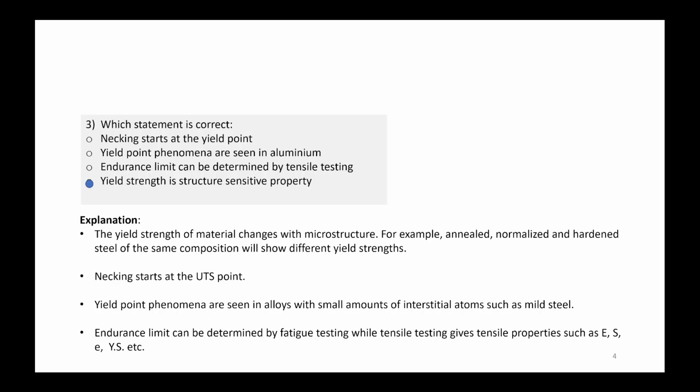Third option is, endurance limit can be determined by tensile testing. It is wrong, because endurance limit can be determined by fatigue testing, while tensile testing gives tensile properties such as elastic modulus, stress strain, and yield strength, etc.